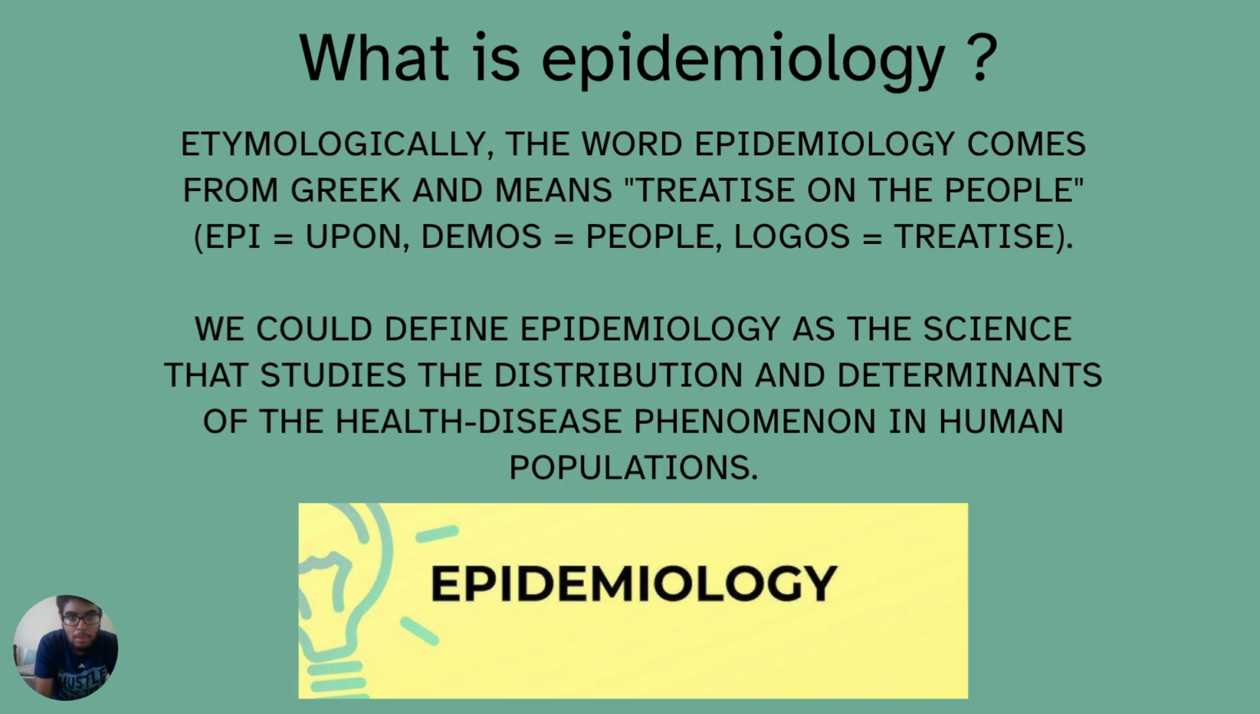Etymologically, the word epidemiology comes from Greek and means treatise on the people. Epi, upon; demos, people; logos, treatise. We could define epidemiology as the science that studies the distribution and determinants of the health-disease phenomenon in human populations.